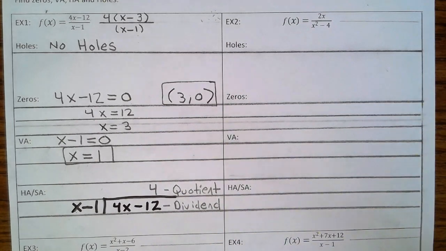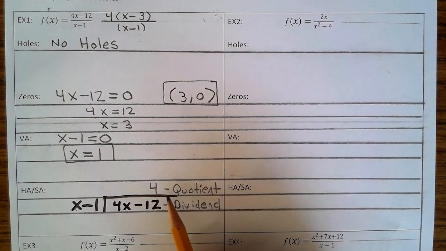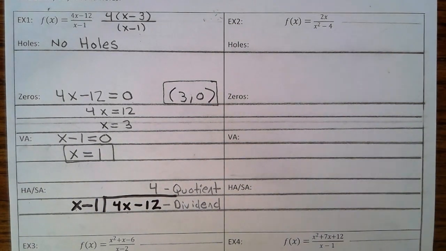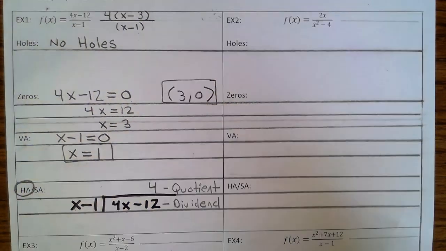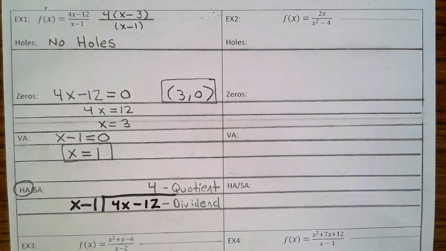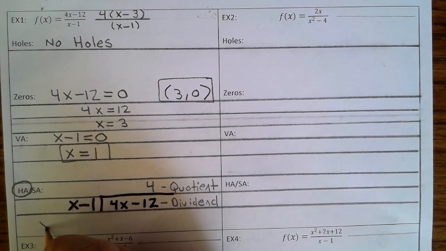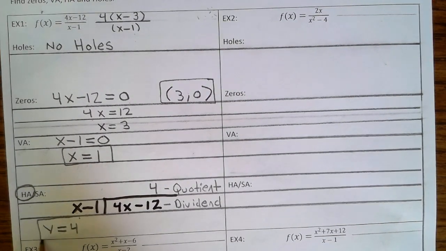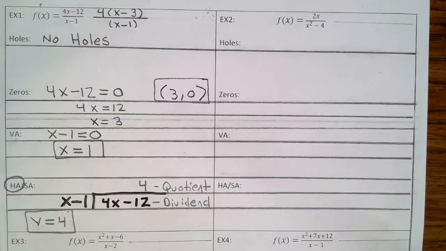Now, we don't need to worry about the remainders. All we care about is the quotient. Once we find the quotient, we know if it's a horizontal or a slant. Okay? If there's no x, it's a horizontal asymptote. So your horizontal asymptote is y equals 4. Okay, go ahead and finish up example 1.